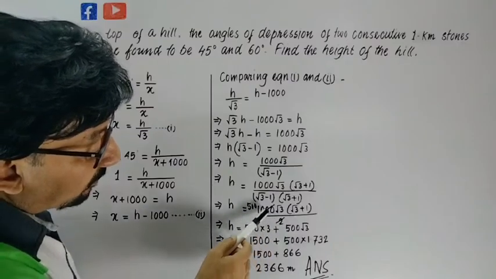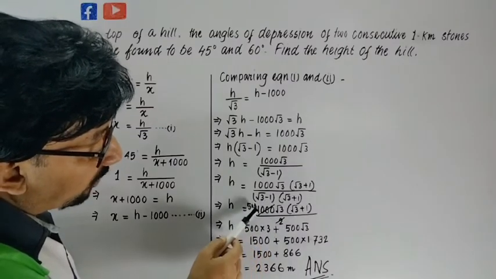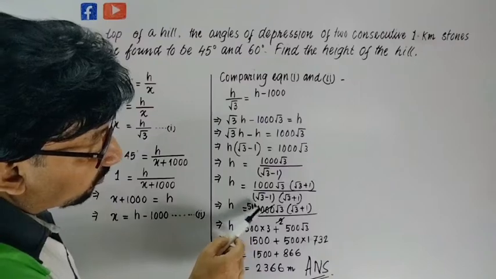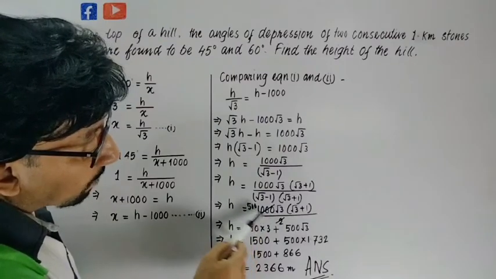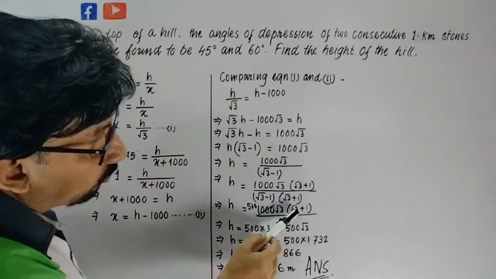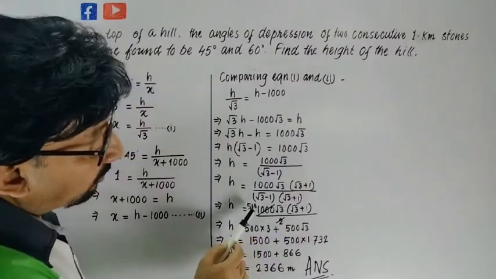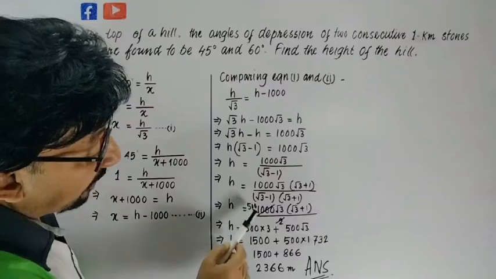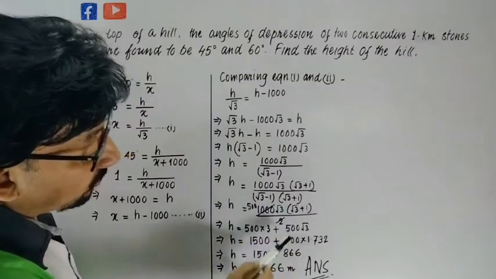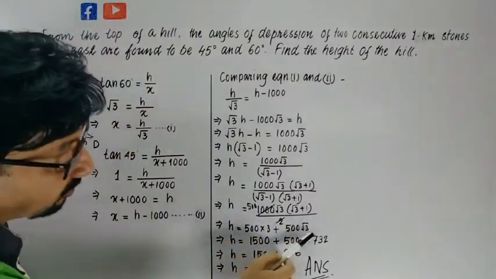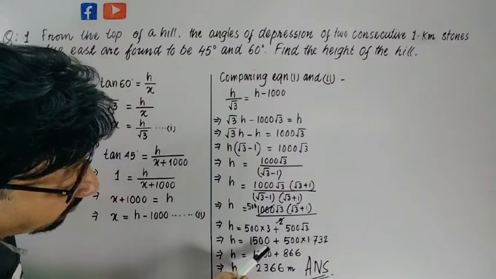Now cancel 1000 by 2. 2 ones are 2 and 2 500s are 1000. Okay. So 500 root 3 into root 3. 500 root 3 into root 3 means 3, so 500 into 3 it is. And then 500 root 3 into 1 means 500 root 3. Now 500 into 3 means 1500.